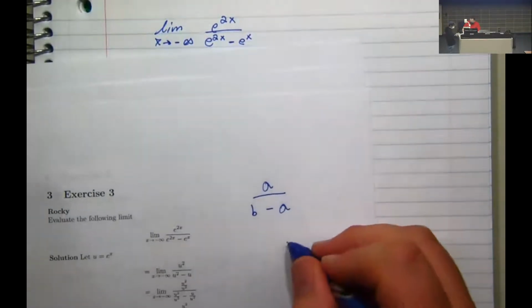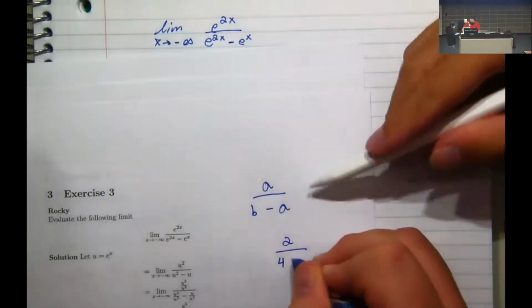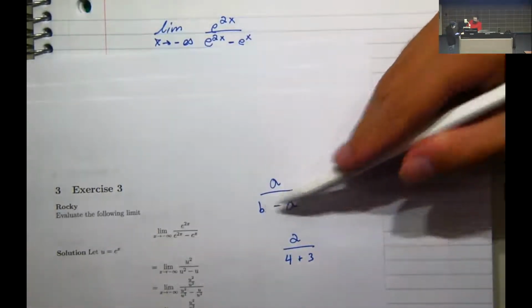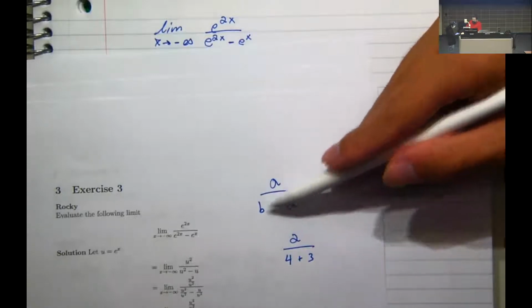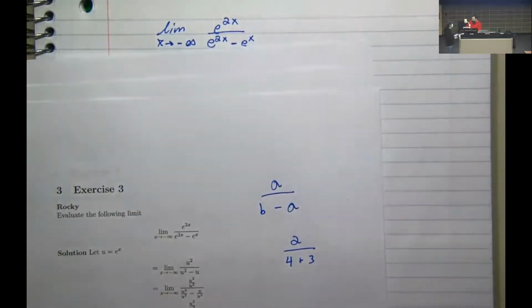Let's use a number example. So if we have 2 over 4 plus 3, you've got to factor out first. That's why these two would cross out, and that's why we common factored first.